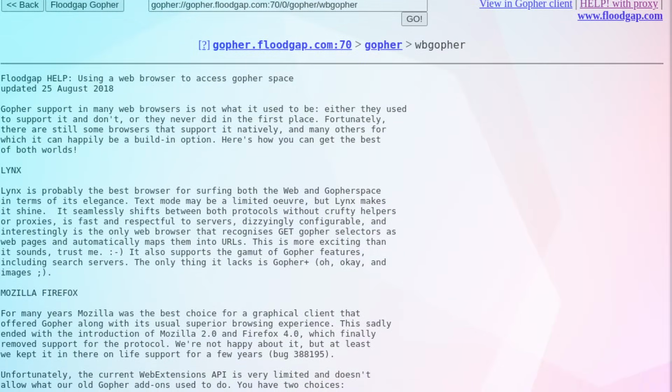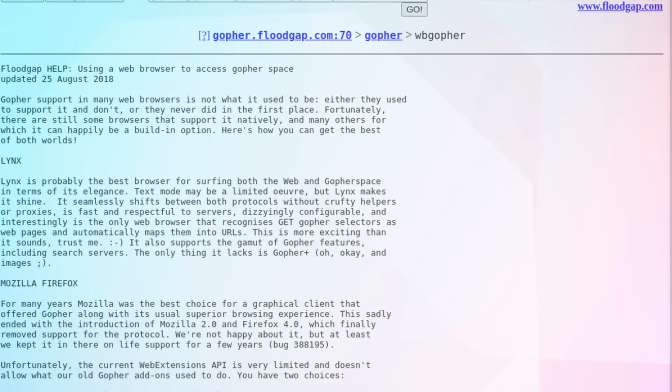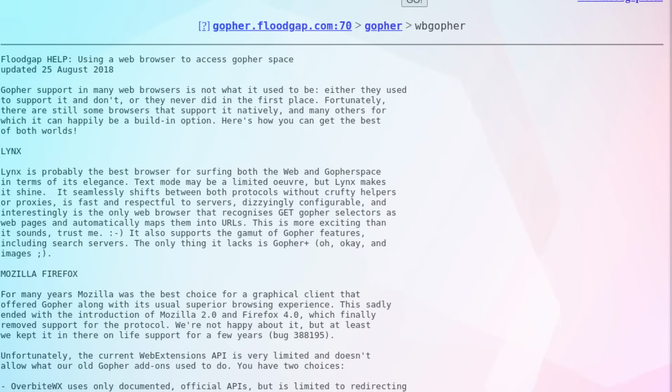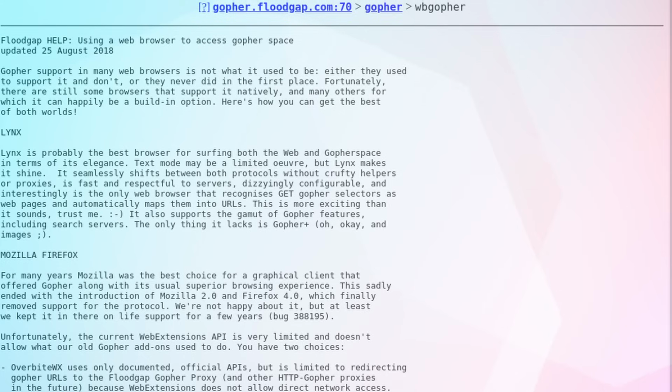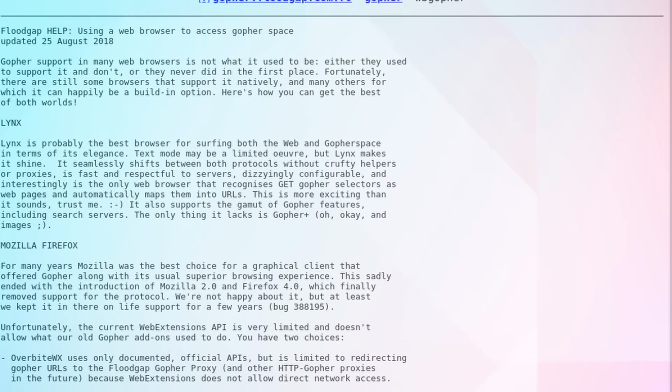So why is this happening? What's still appealing about Gopher? Is it just a retro charm thing? I mean, I say that like there's something wrong with that. You know, people in glass houses. But I think it is something just a little bit more than that.